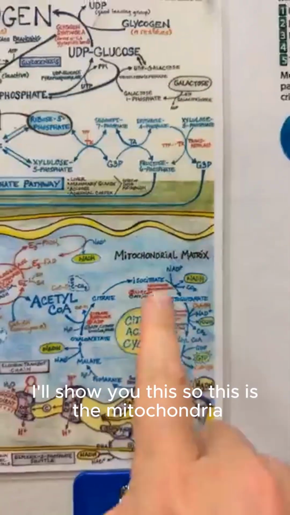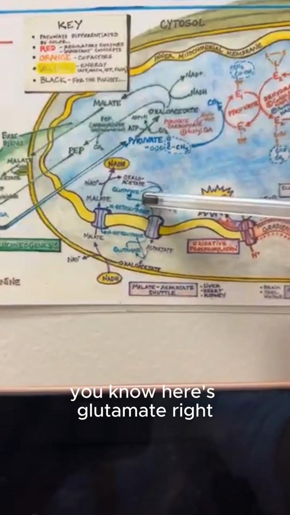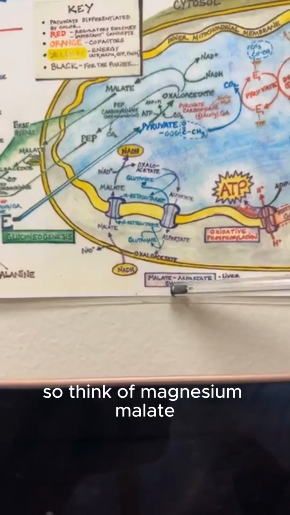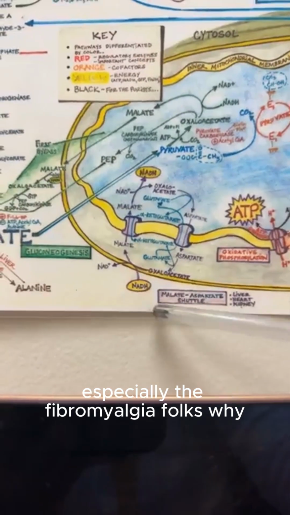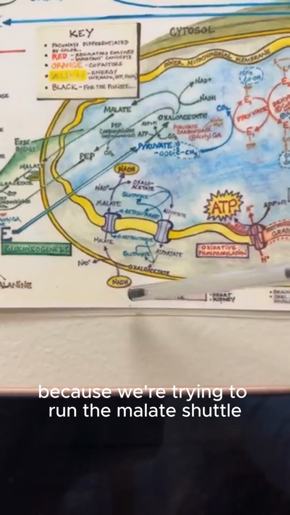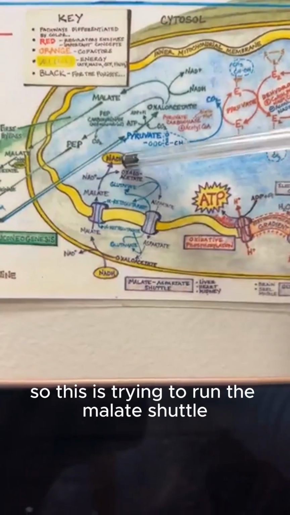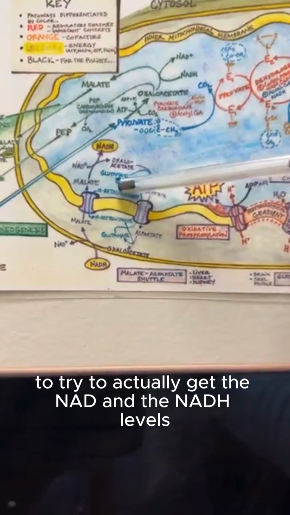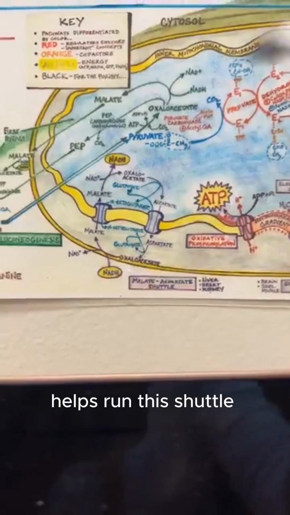So this is the mitochondria. Here's that mitochondria that we're talking about. Then over here, here's glutamate, right? So this is the malate aspartate shuttle. So think of magnesium malate. People take that quite a bit, especially the fibromyalgia folks. Why? Because we're trying to run the malate shuttle. And magnesium is just hooked to that amino acid. So this is trying to run the malate shuttle to actually get the NAD and NADH levels right. But here's glutamate that helps run this shuttle.